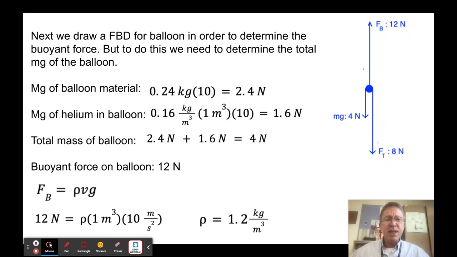And this is great because it's making us review a very fundamental concept of physics, which is using free body diagrams. So now I can go ahead and say, well, the buoyant force is equal to the density of the fluid times the displaced volume times g. So I have 12 newtons of buoyant force. I don't know what the density of air is. I have 1 cubic meter of displaced volume of air times g, and I get 1.2 kilograms per cubic meter, or 0.0012 grams per cubic centimeter.